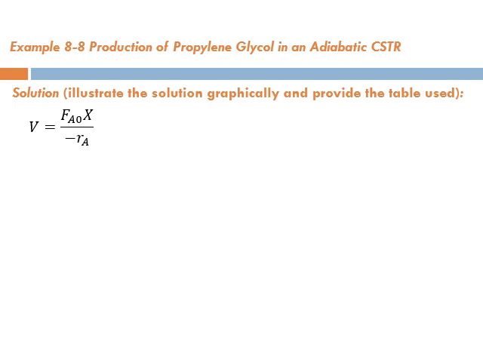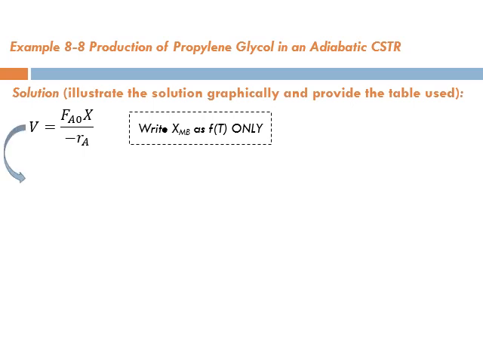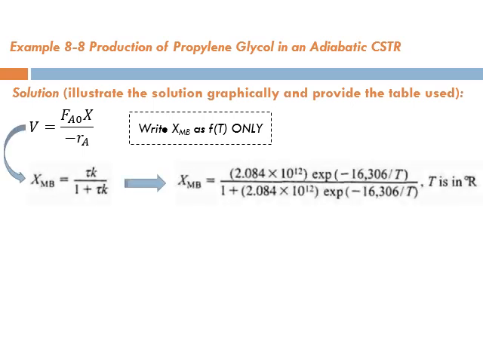We need to solve them simultaneously. Therefore, we're going to write the material balance and solve for X, and call this X_MB. Then use the energy balance and solve for X again, and call this X_EB. And then we're going to plot these two functions. So the mole balance, this is the mole balance. Let's write X_MB as a function of temperature only. I believe that you know how to do this, so I'm going to leave it to you.